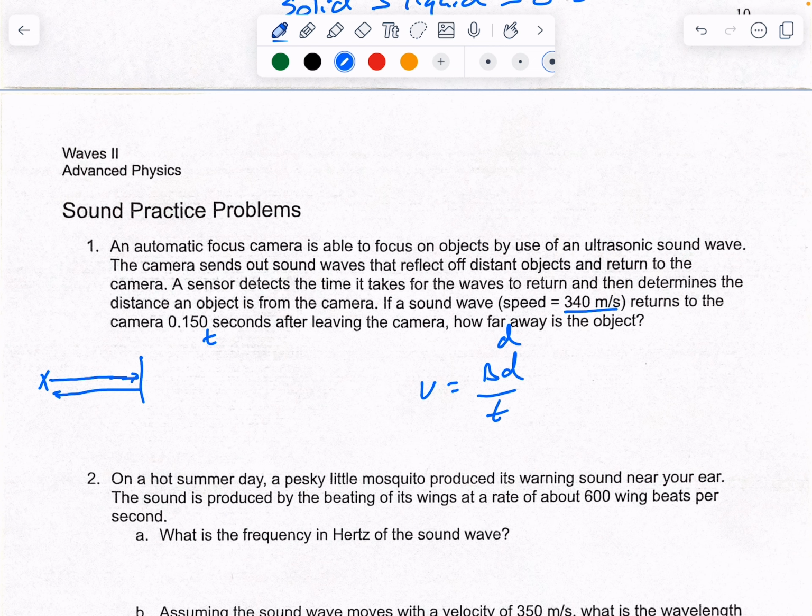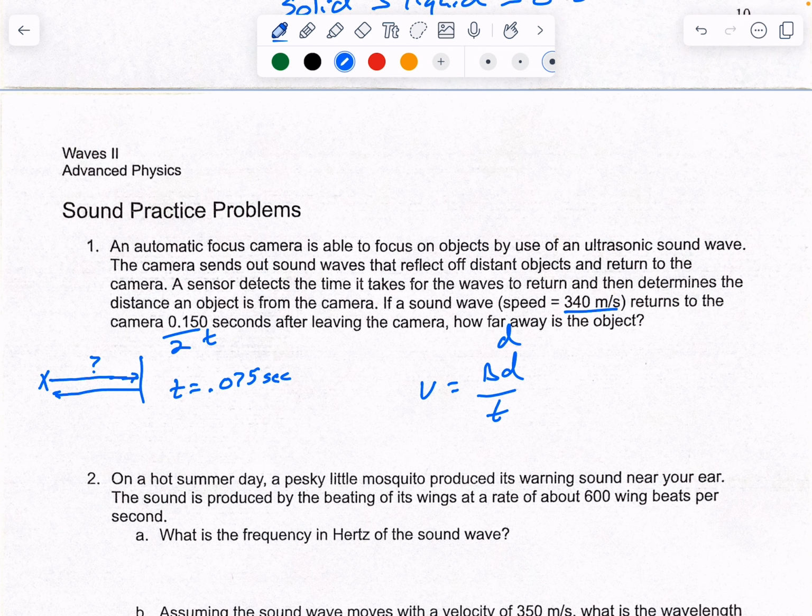But all I'm asking is how far is it from where you started to where it bounced off. So what you're going to do is divide that time by 2. Okay, so your time is actually going to be 0.075 seconds, because that's how long it took to get there, and then it took 0.075 seconds to come back. So be really careful with the echo problems. If I give you a total time and it's talking about something bouncing off an object and coming back, you need to split that in half.